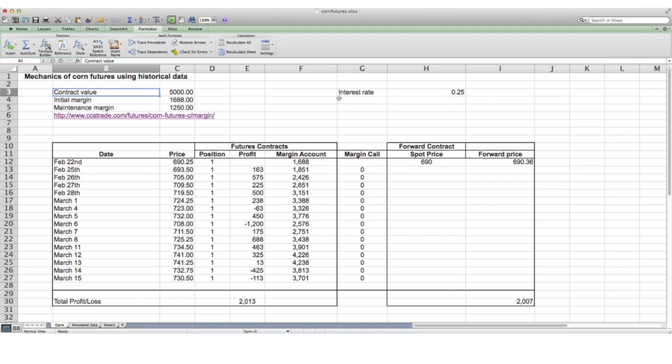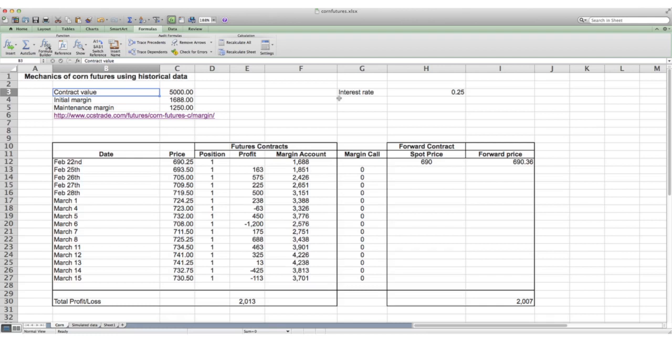In the first worksheet, I'm going to show you the mechanics using historical data. In the second worksheet, I'm going to show the same mechanics using simulated data. And the reason I'm looking at two different worksheets is that for the historical data that I used, there's no margin call. And it's important for me to show you how the margin calls work.